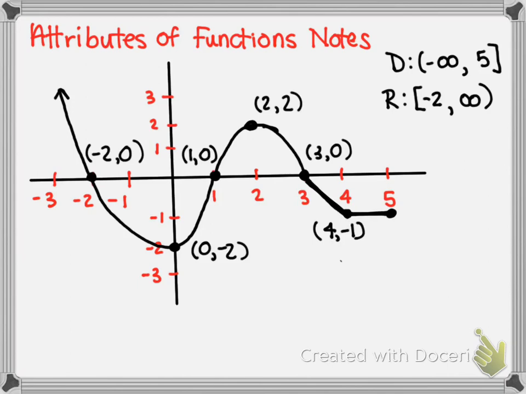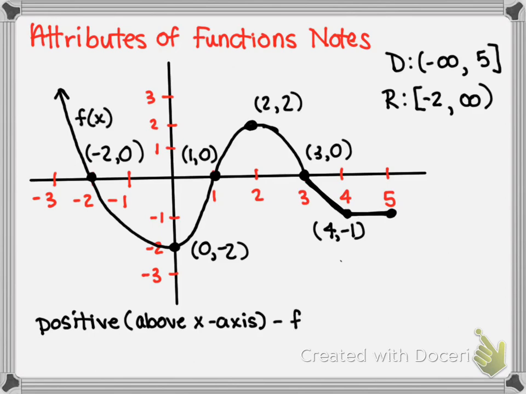Okay, so we're going to learn 5 attributes of the graph today. And the first one we're going to talk about is where the graph is positive. So the graph is positive when it is above the x-axis. And another way to put that is, let's give this function the name f of x, when f of x is greater than 0. So above the x-axis is positive, and that's when f of x is greater than 0.